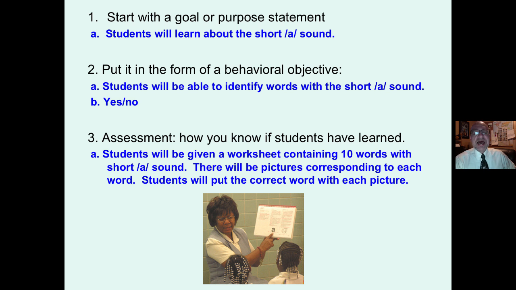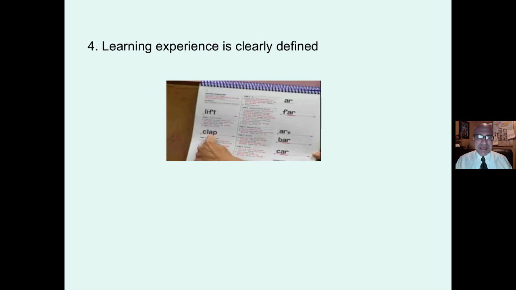And then assessment. How will you know if students have learned? For example, students will be given a worksheet containing 10 words with a short A sound. There will be pictures corresponding to each word. Students will put the correct word with each picture. That's just an example. But the thinking process involves: start with the goal. What do you want to teach about? Put it in the form of a behavioral objective and think how you might assess that.